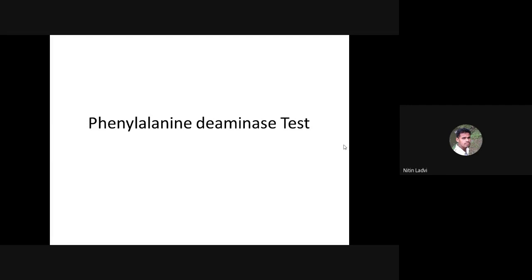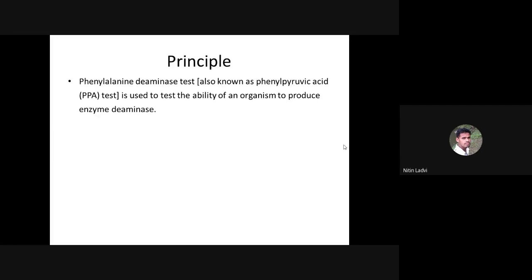Okay, so the phenylalanine deaminase test is the procedure by which we can perform this overall experiment. It is based on one enzyme which is called phenylalanine deaminase. So just a minute. Okay, it's visible here. So the test is based on the presence of the specific type of enzyme called phenylalanine deaminase.